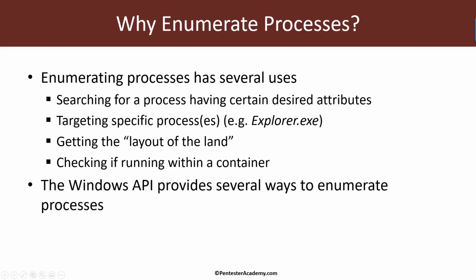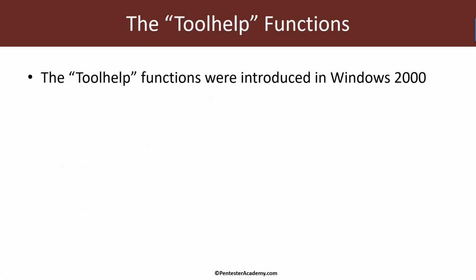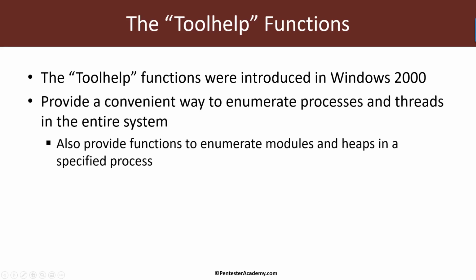And so the Windows API provides several ways that we can go about enumerating processes, and I would like to look at several of those in this module. In the first demonstration, we're going to use the tool help functions. The tool help family of functions was introduced back in Windows 2000, and they provide a really simple and convenient way of enumerating processes and getting some very simple and important information on each one of these processes. And the nice thing about the tool help functions is that they don't require any special privileges. We can run with standard user rights and still get this type of information, which is nice.